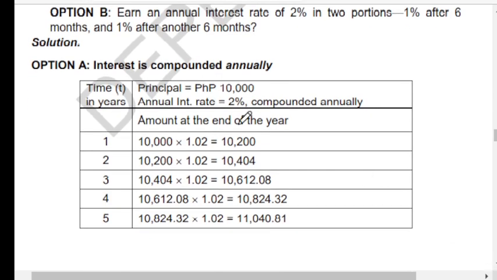So option A, we have the principal of 10,000 pesos, annual rate is 2% compounded annually. So 10,000 times 1.02, and then it becomes 10,200, and that becomes the new capital for the next year. So moabot og 11,040.81.